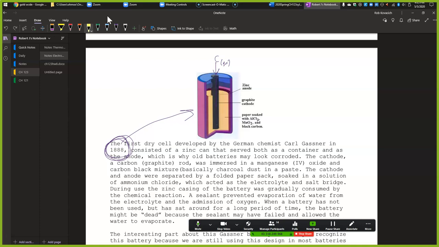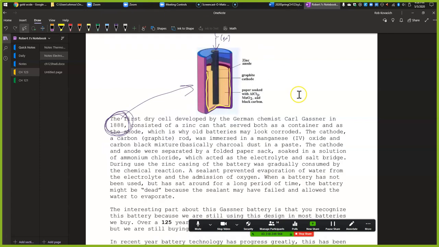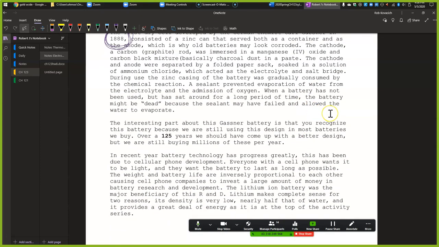And then I've got this zinc anode, which is an internal can. Again, if you were to crack it open, you have a can of metal, and inside of that you have another can of metal. Inside of that you have some paper, and inside of that you've got a graphite rod. So the zinc, what do we say zinc's good for? Corroding stuff?